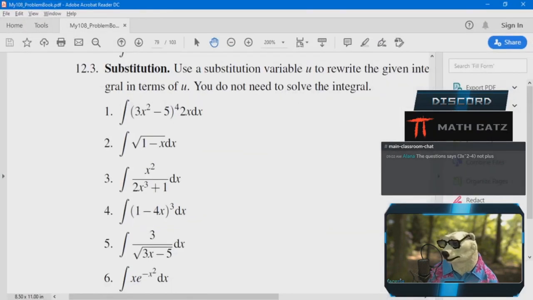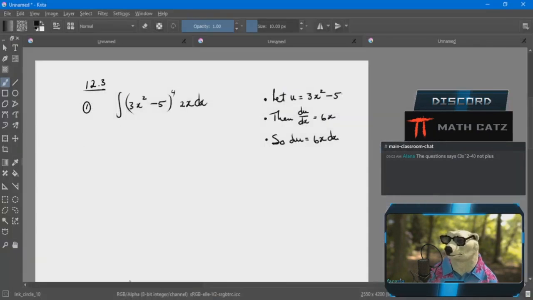Minus. All right, thank you. 3x squared minus 5 to the power of 4. Okay, good. Perfect. But our key, luckily, on the right, those are still the same.